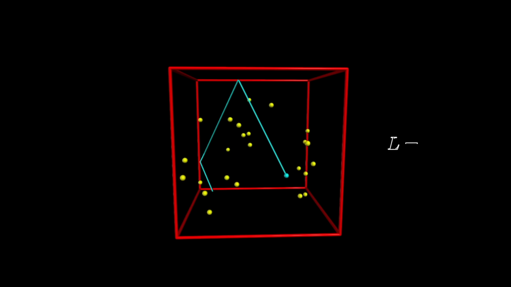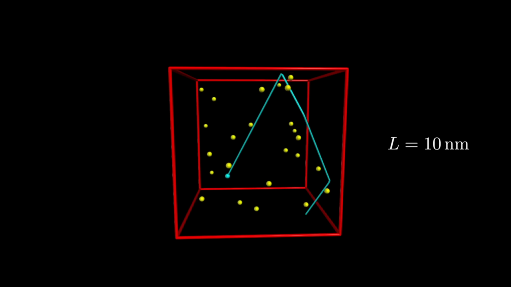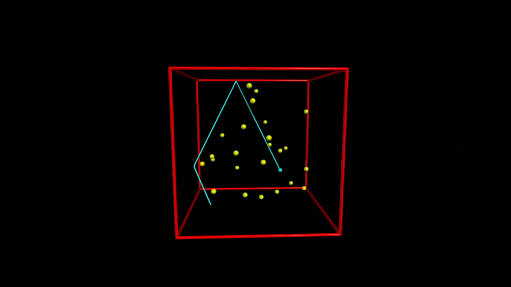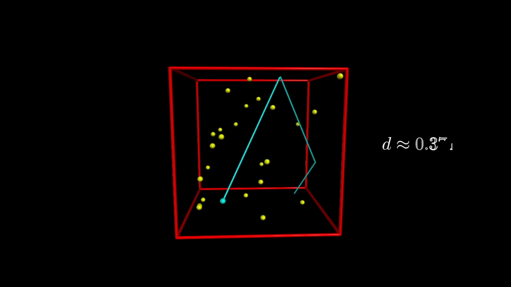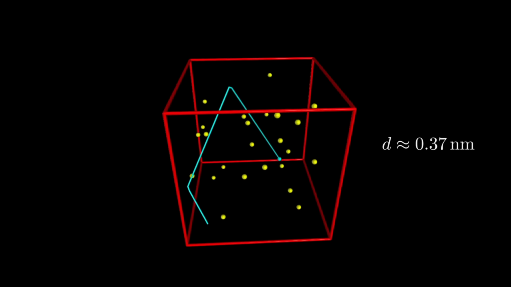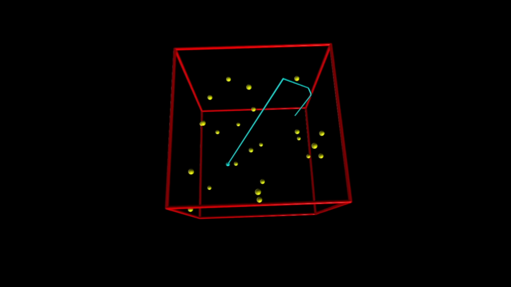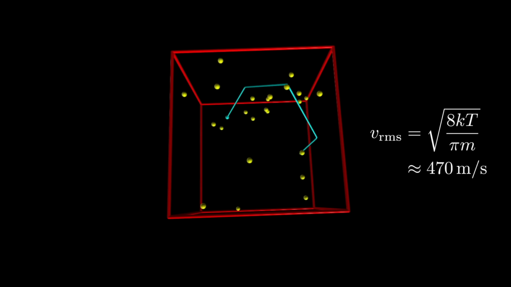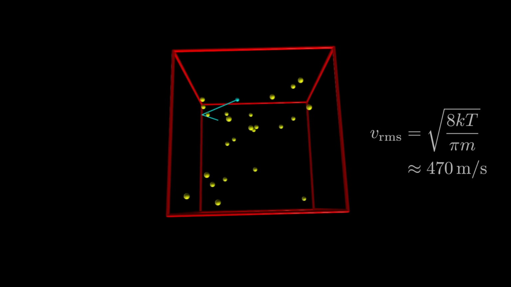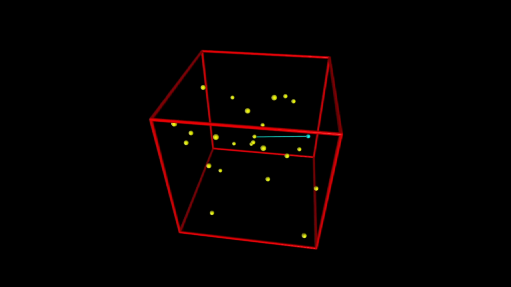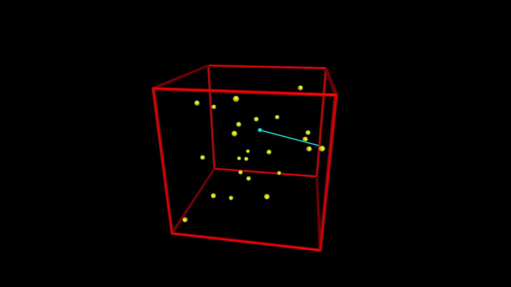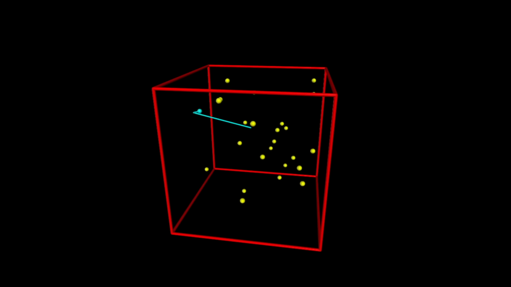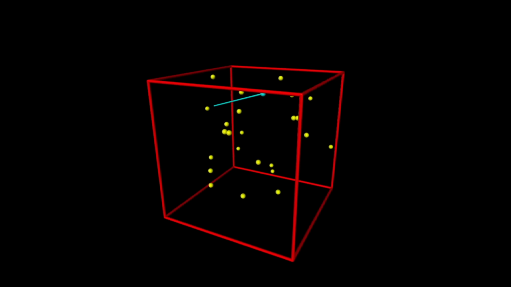This cube has an edge length of 10 nanometers, and on average it contains 25 air particles, with a diameter of less than half a nanometer. These particles travel at nearly 500 meters per second, much too fast to see, so in addition to zooming in, I've also slowed things down by a factor of 100 billion. Thus, each passing second corresponds to approximately 10 picoseconds of gas time.